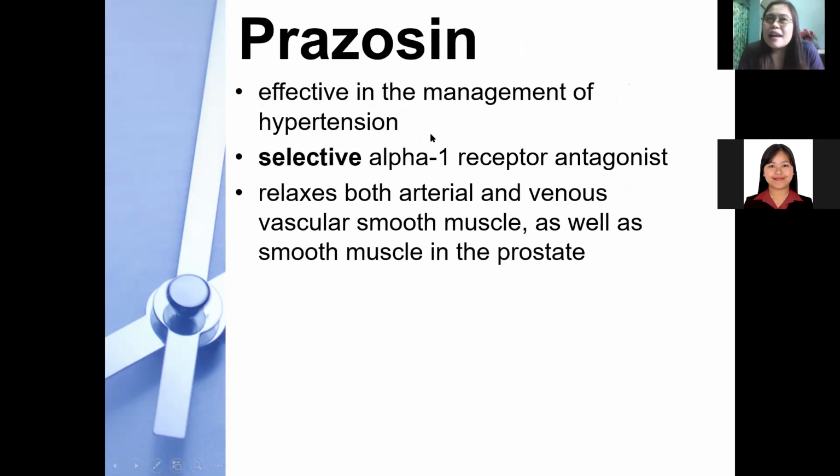To remember them easily, class, most of our selective alpha-1 blockers end with -zosin. So we have here, for example, prazosin, which is an effective drug for the management of hypertension. So remember, do not ever forget where the alpha-1 receptor is located, class: in the blood vessels. And if we inhibit the action of norepi in the blood vessels, then there will be vasodilation leading to a decrease in the blood pressure. That is why prazosin is given for patients with hypertension. So do not forget, it's a selective alpha-1 receptor antagonist.